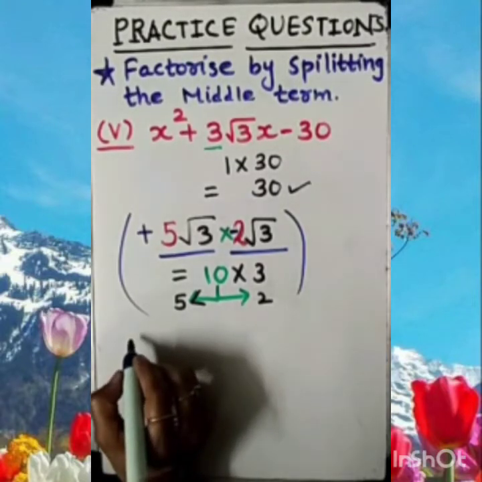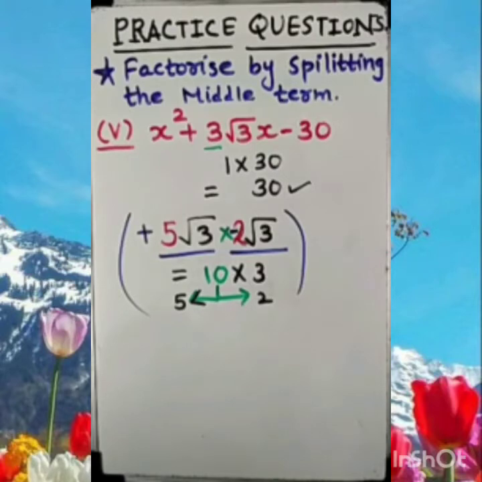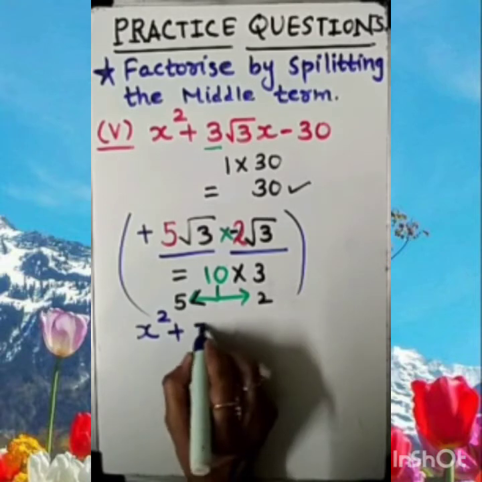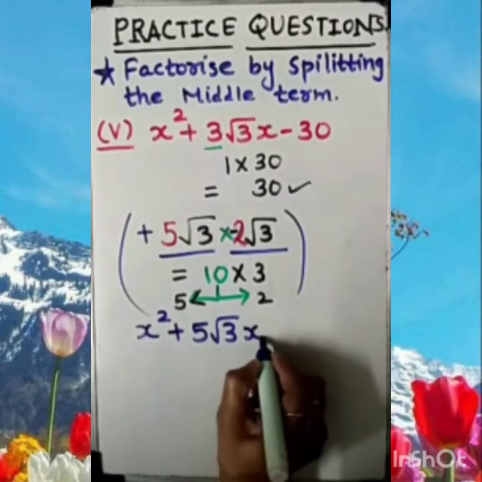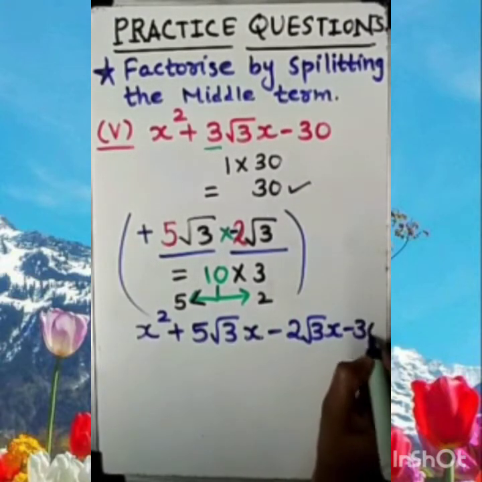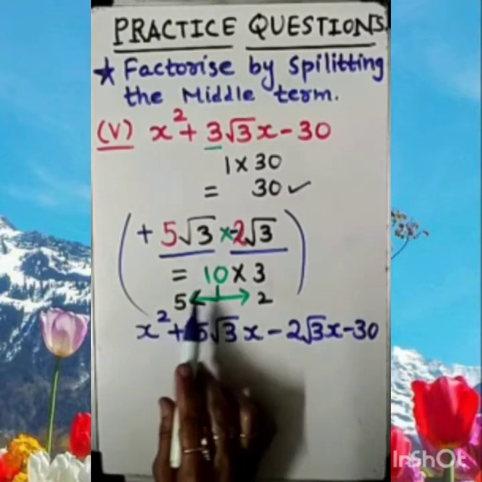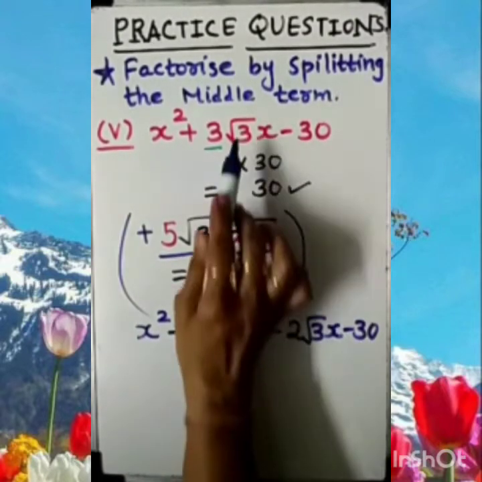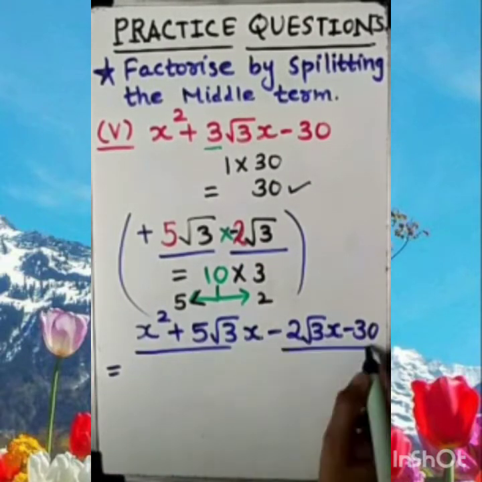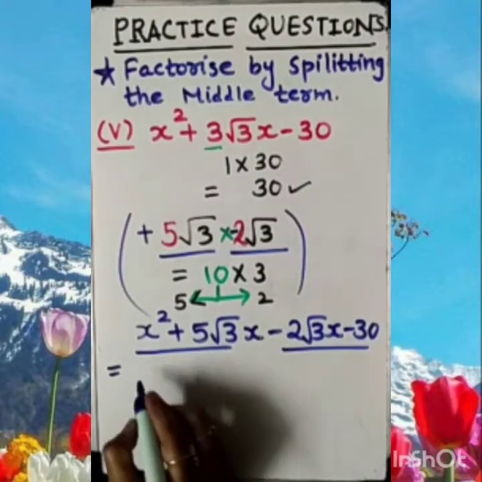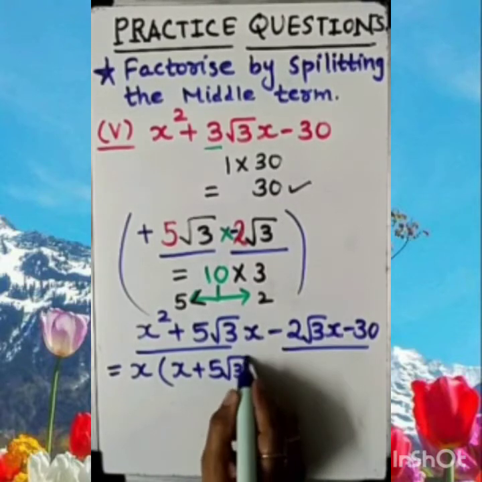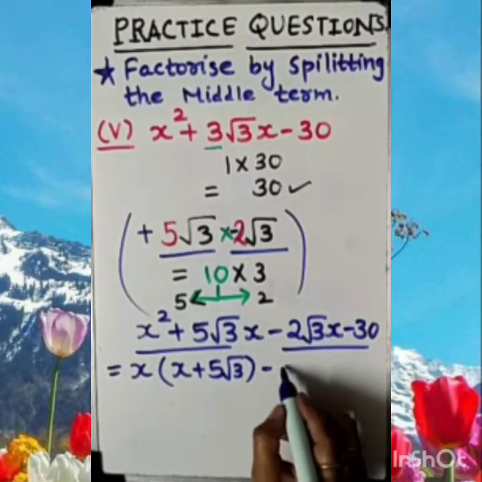Now, according to that, we will have here x square, then plus 5 root 3x minus 2 root 3x and here minus 30. X square plus 5 root 3x minus 2 root 3x minus 30. Simple. Now it's quite easy. You can find it easy. Now we are taking x common out. So we will have here x plus 5 root 3. Agree?